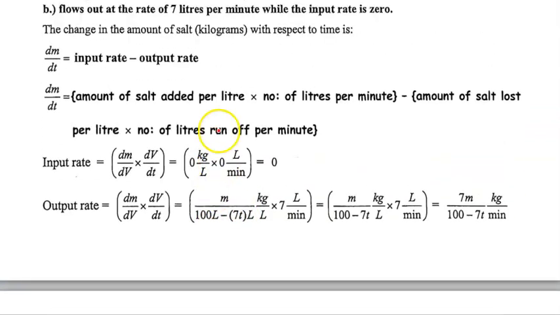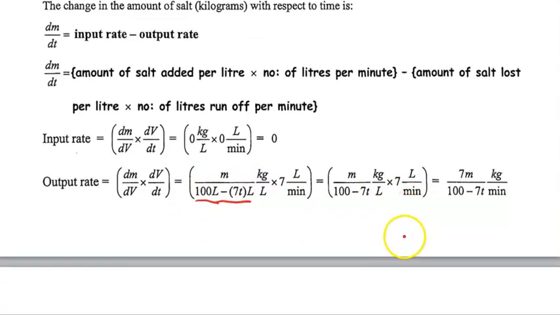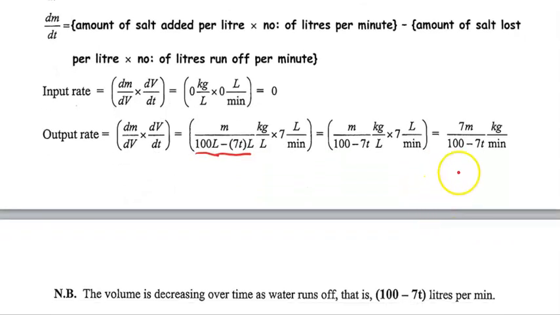All right, because if you remember, 7 litres per minute is going out. So you have 100 litres minus 7t, that is 7 litres per minute times the time in minutes. Obviously when this is 0, nothing can flow out. So when 7 times t is equal to 100, nothing more can flow out. It's all gone. Okay, so I hope that bit there is clear.